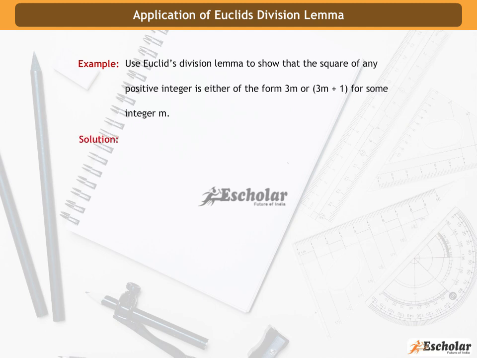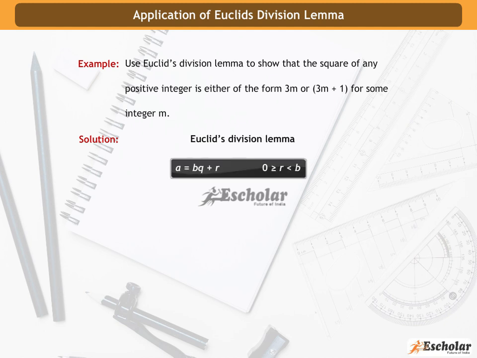Solution. We first write the Euclid's division lemma as shown here. Now let us take any two positive integers, say a and b, and take the value of b as 3. We have taken b as 3 because in the question 3m or 3m plus 1 is given. Now a is equal to 3q plus r for some integer q greater than or equal to 0.